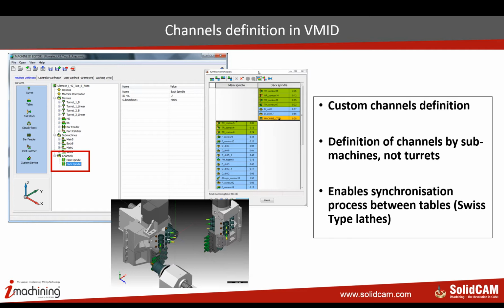I'm Florin Eugene and I will present you in this recording the new channel definition in Machine ID Editor, VMID as we call it. So we have a new definition because in the past on standard machines the channel was defined automatically by the turret. So we have a turret, we have a channel. We have two turrets, we have two channels.